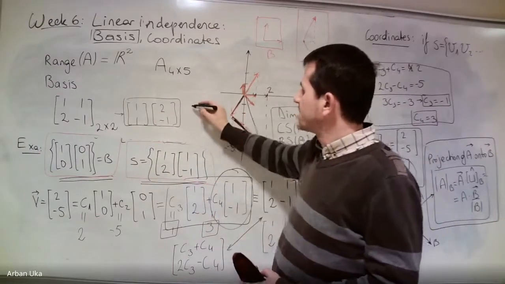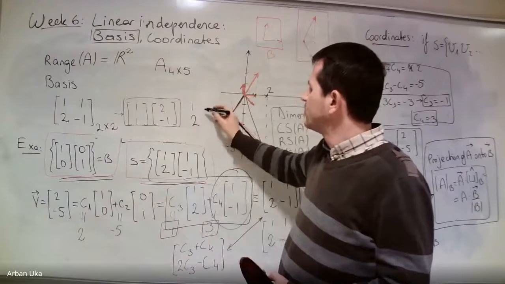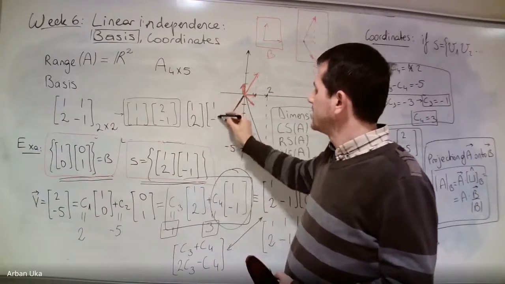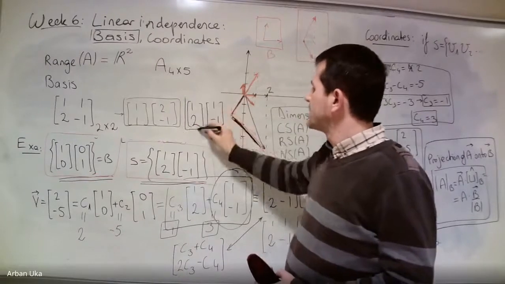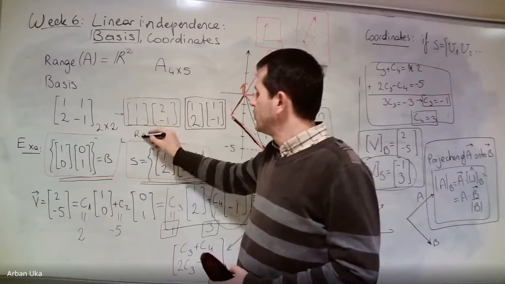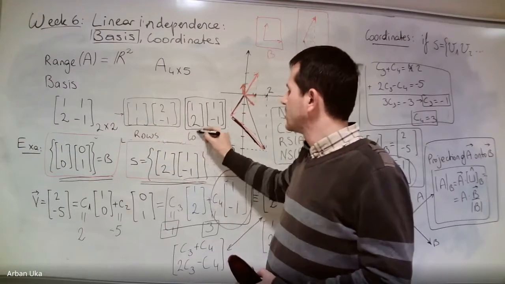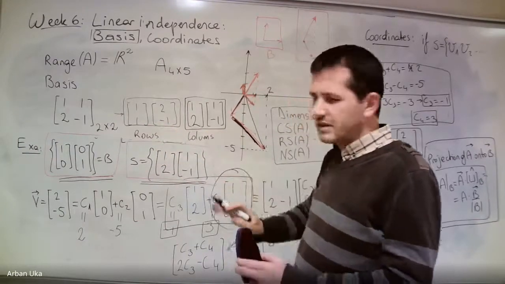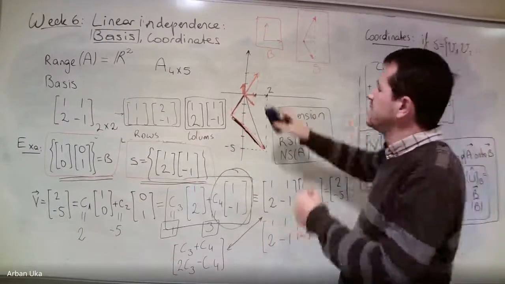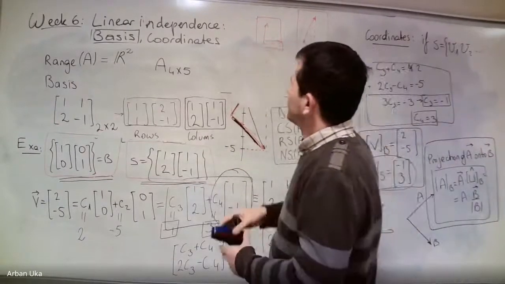Now, this was a basis. Another basis is this: 1, 2, 1 minus 1. Is it good? So this is another basis. Where did this come from? These are the rows, and these are the columns. I think you understood this one, but I'm just adding a little more. And similarly, we can also discuss the following.